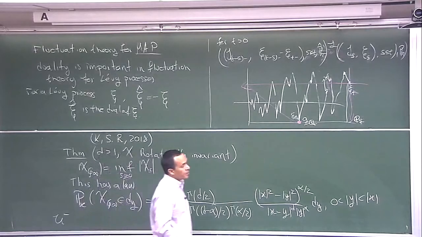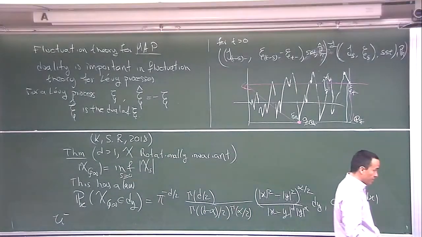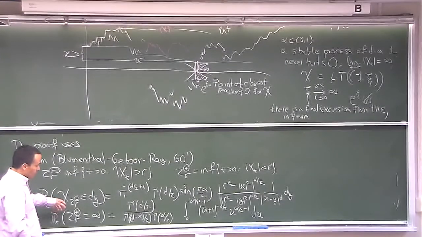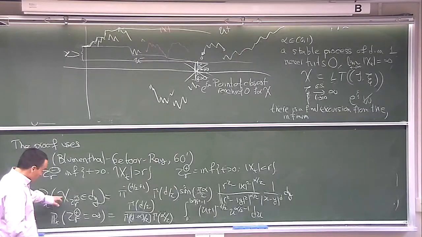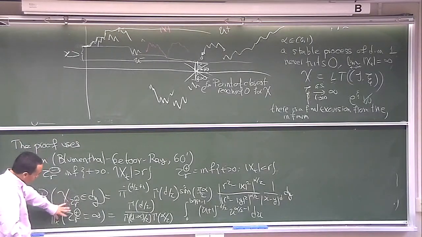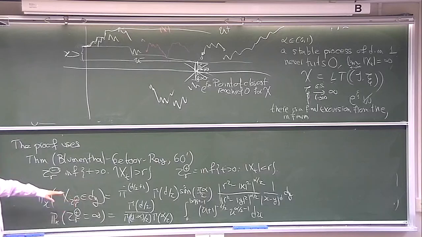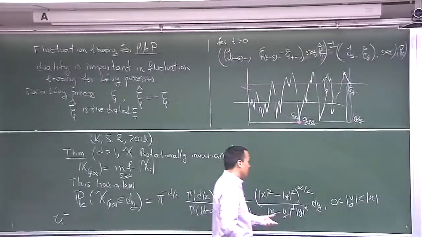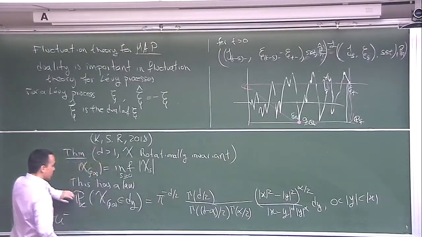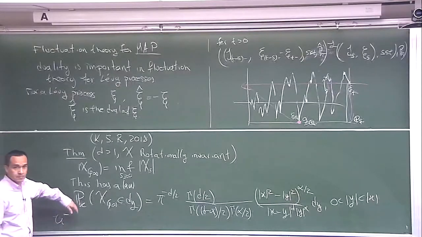In the higher-dimensional case, we cannot do the same. Okay? So we use a different technique. We use again these kind of things. We obtain u minus, and once we got u minus, we got this one in particular.